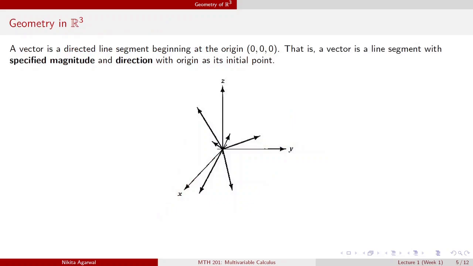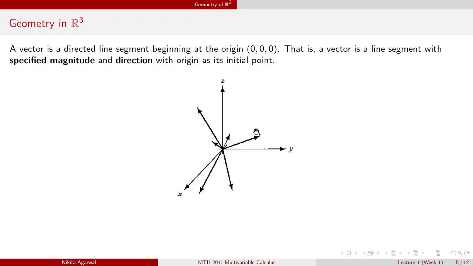Now let us talk about geometry of R3 using vectors. So far we have talked about points in R3. So what is a vector? A vector is a directed line segment beginning at the origin. So remember the origin 0, 0, 0. That is, a vector is a line segment with specified magnitude and direction with the origin as its initial point.